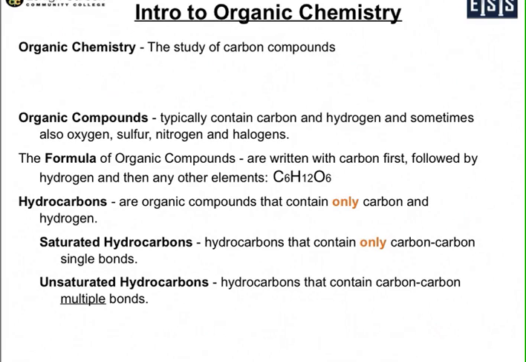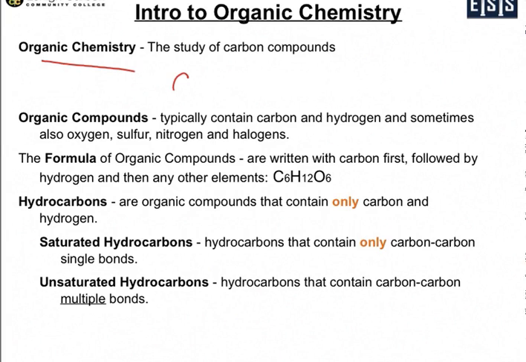Today's video will be an introduction into organic chemistry. Organic chemistry is the study of carbon compounds. This is important because more than 90% of the compounds in the world are organic compounds. This large number of compounds is possible because the covalent bond between carbon atoms is very strong, which allows carbon atoms to form long, stable chains.